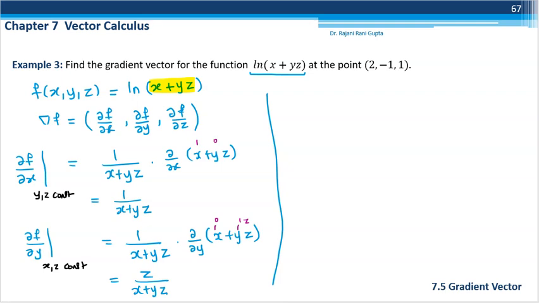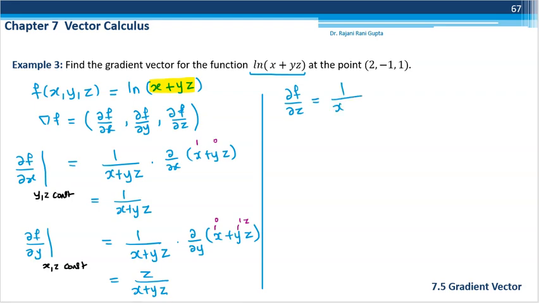Okay, moving forward, you have to find the derivative with respect to z. So this is 1 over the same x plus yz, and differentiating x plus yz with respect to z, for x it becomes 0, for y you keep the same and for z it's 1. So you have 0 plus y, which is y, multiplying with 1 gives you y over x plus yz.